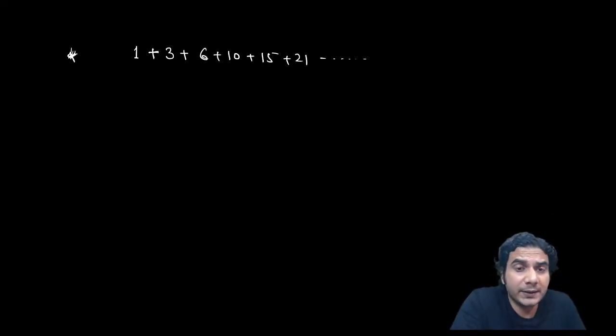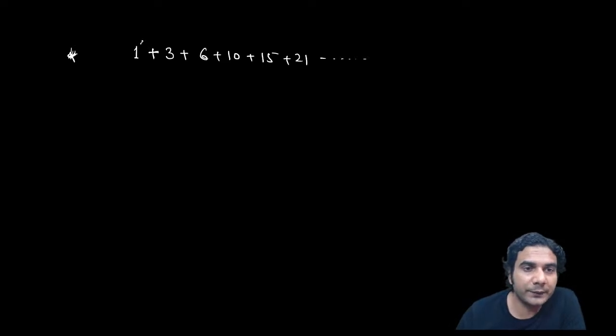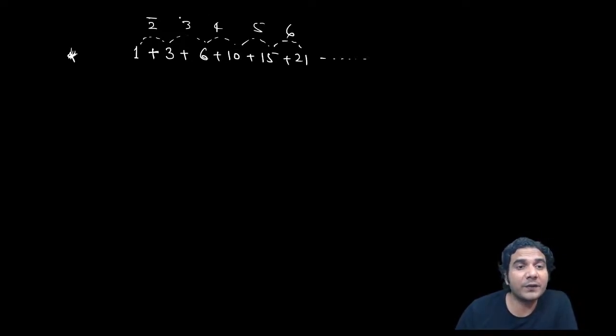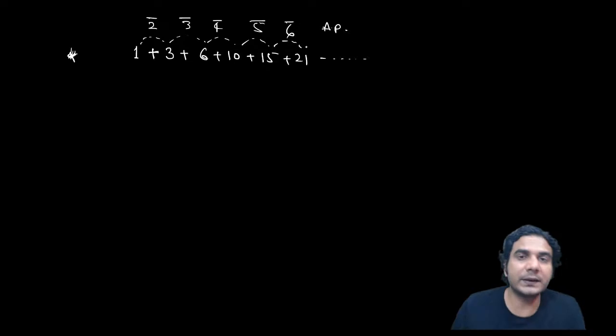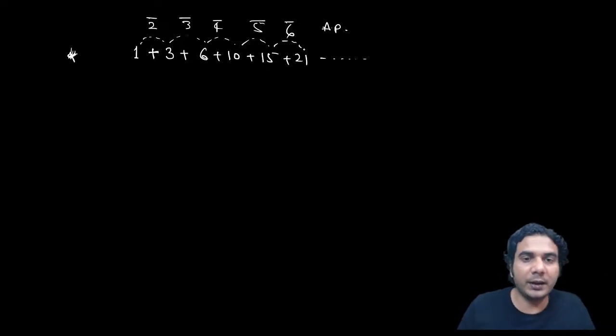This is a series in which you can look at the difference of two consecutive terms, the difference of this and of this and of this. Just write the difference. Difference is 2, then difference is 3, then 4, then 5, then difference of 6. All right. So you can see the differences are forming an AP, right? So in such a series in which the differences form an AP, you can assume the general term.